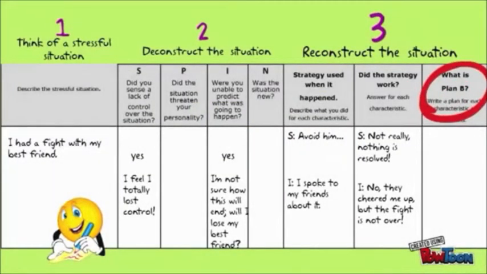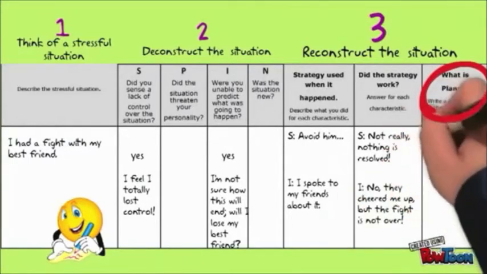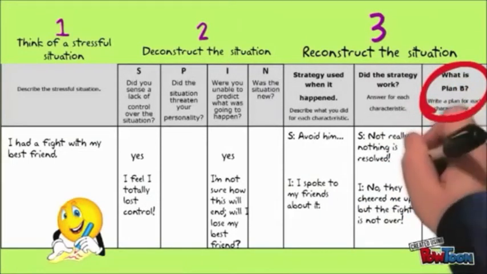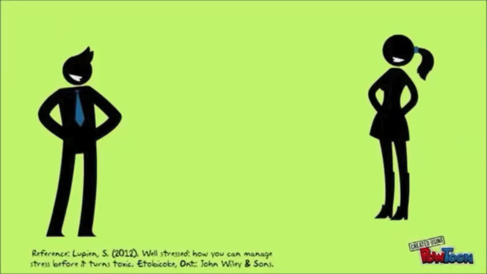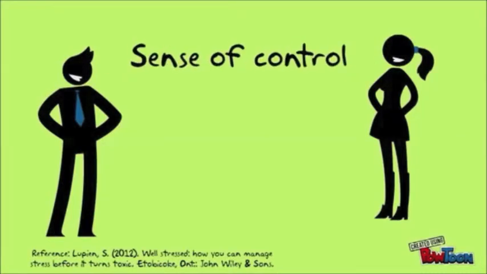Lastly, you need to find a plan to help you cope with each of the SPIN elements where your initial strategy did not work. So my plan B would be to go to talk to my friend calmly and tell myself that if they're really my best friend, things will work out. If plan B doesn't work, I will come up with a plan C, a plan D, as many as it takes. This is how we reconstruct a situation.